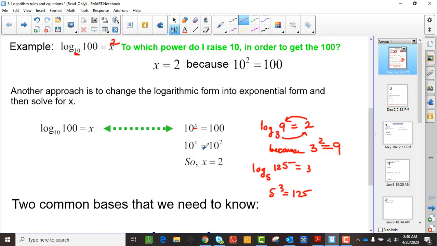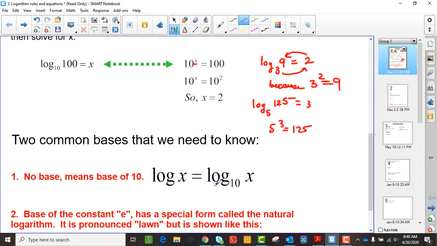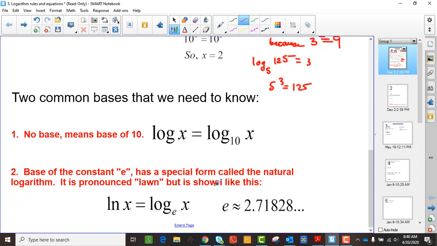You can do this with any base, but there are really two bases that are used frequently. One is base 10. If you look on your calculator, you will see a log button, and that log button is using base 10. The reason base 10 is used is because our number system is base 10. The other one that we use is ln x, and again, you will see an ln button on your calculator.